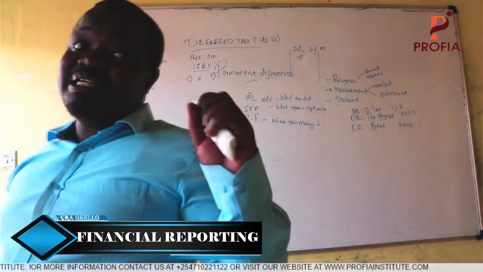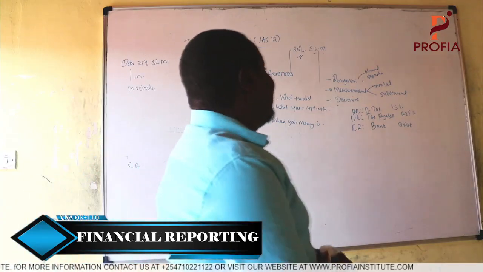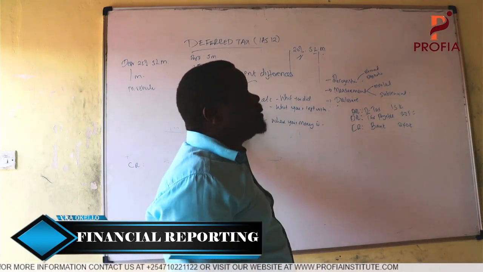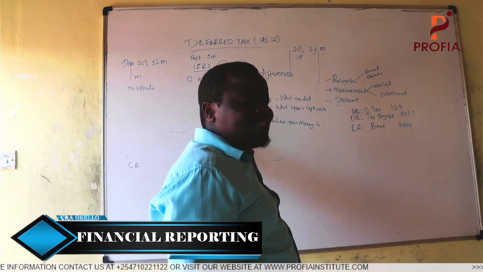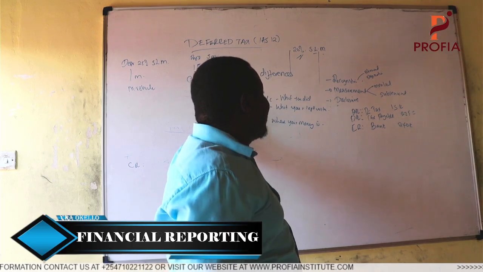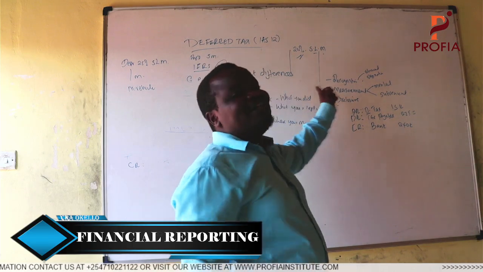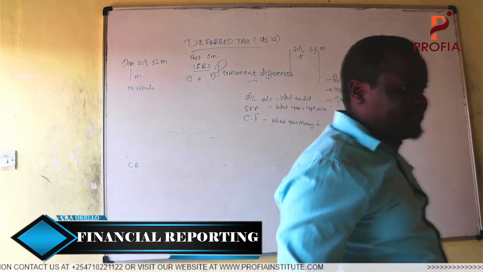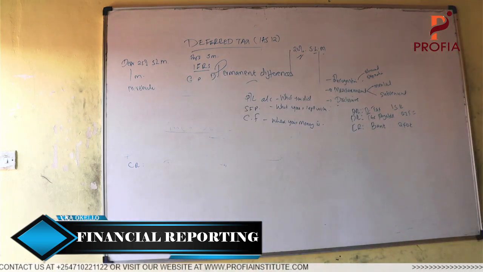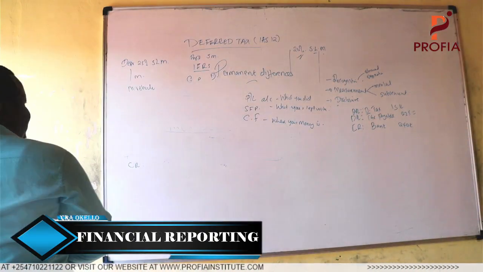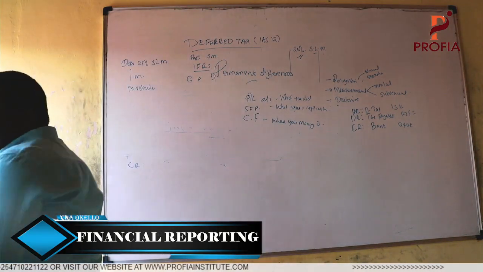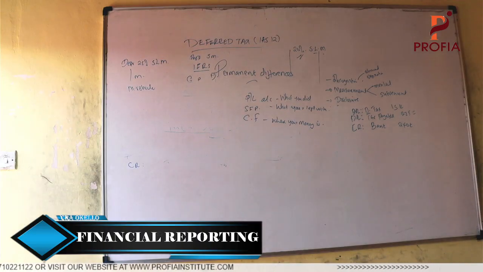So it means most of the time the examiner will give you the SFP and want you to prepare deferred tax. Because he knows that with the SFP you can know what we did with our money in the P&L. Okay? So I want us to look at various aspects. Let's define first of all those items.